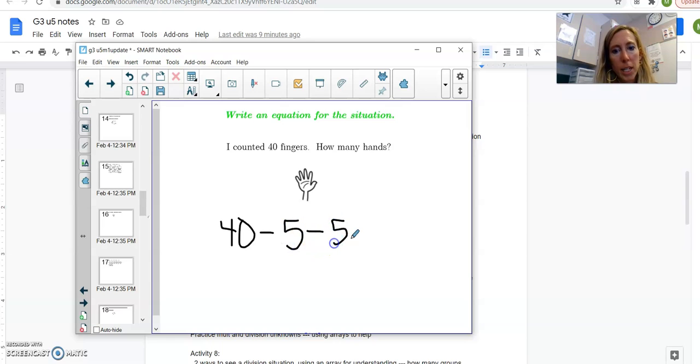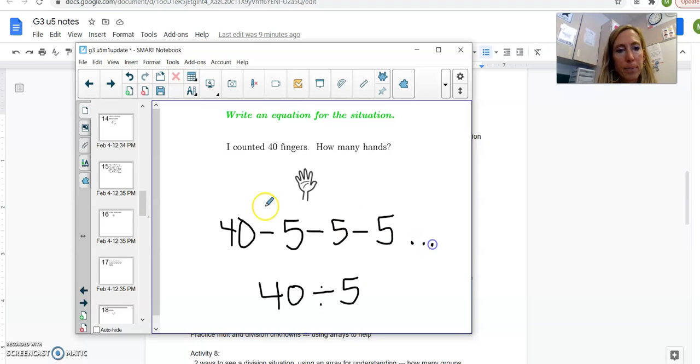Minus 5 would be another hand. Minus 5 would be another hand. How many times am I going to have to subtract 5? So that's what division actually means, right? I'm going to divide to figure out how many of those 5s do I have in the number 40 before I don't have any of those hands left. Okay? All right.